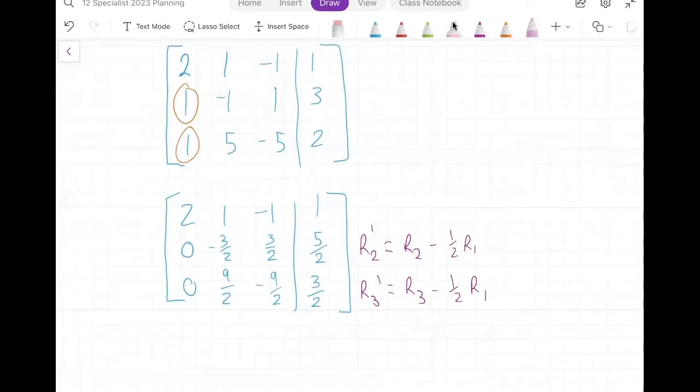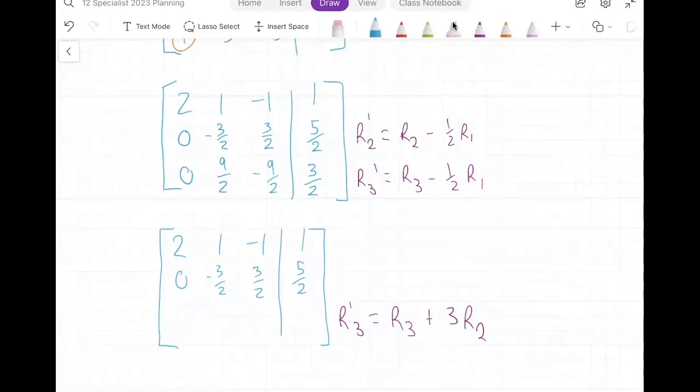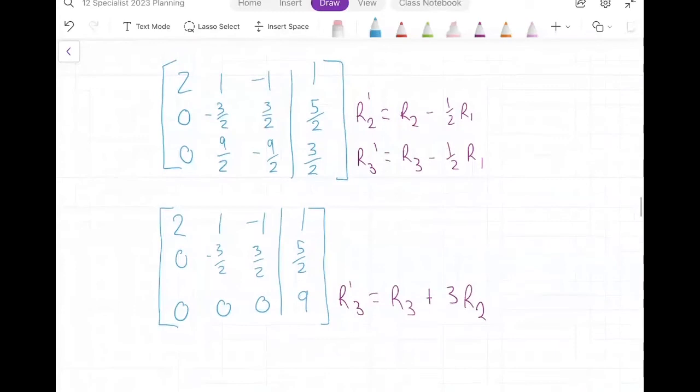Now I just have to eliminate this term here, and again I want to do that using my row 2. So if I do my matrix again, my new row 3 is going to be equal to my original row 3 plus 3 times row 2. If I go ahead and do that, that's going to become 0. I have 9 over 2 plus negative 9 over 2, which gives 0. Negative 9 over 2 plus 9 over 2 gives 0. And I have 3 over 2 plus 15 over 2, which gives 18 over 2 or 9. So what I have now on my bottom line, where I have 0, 0, 0, is 9.